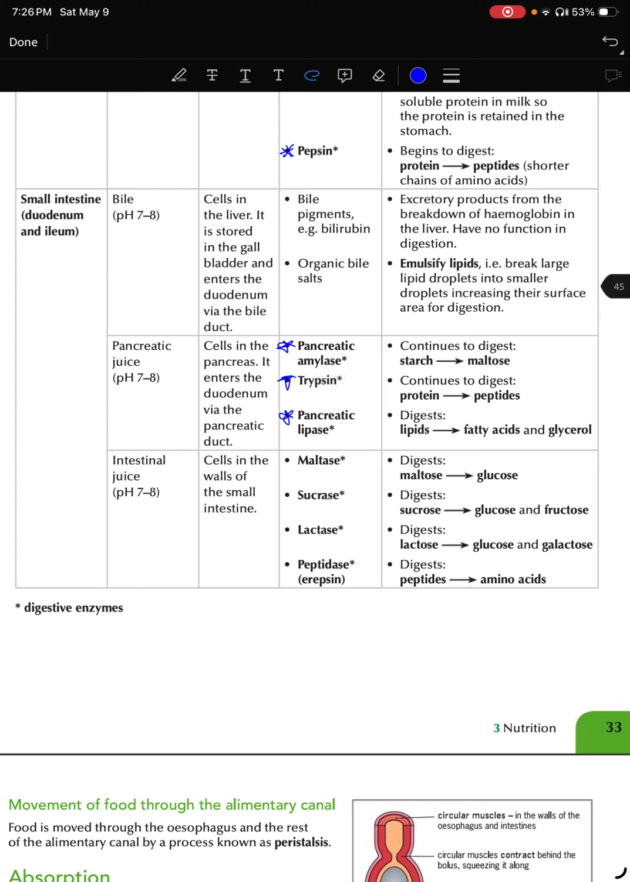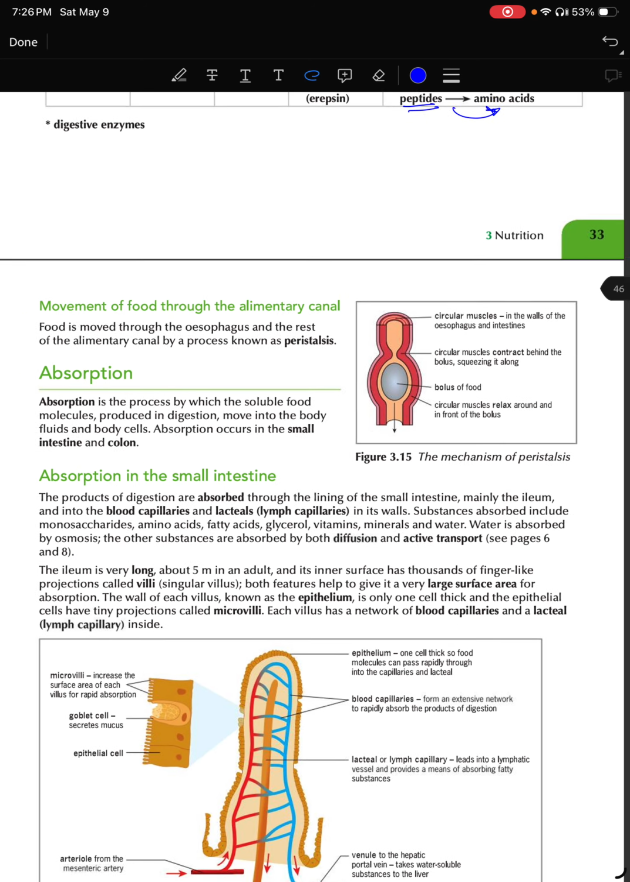Then once you reach further and further down into the small intestine, you start to really have this intestinal juice that is present, just produced by the intestine itself, and this breaks down further the maltose, any sucrose that was there, lactose, and the peptides finally get broken down to amino acids. And these are the enzymes that do those things.